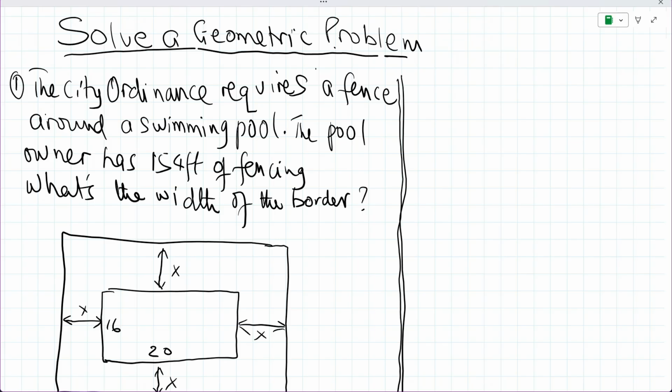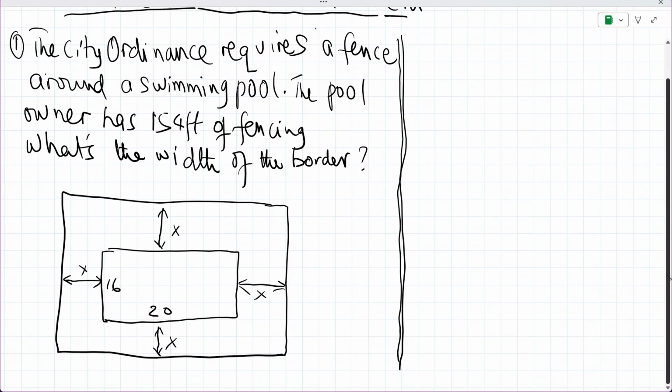My name is Professor Robert, and in today's lesson we'll solve a geometric problem. Supposing we are given a problem as described above. The city ordinance requires a fence around a swimming pool. The pool owner has 154 feet of fencing. What's the width of the border?